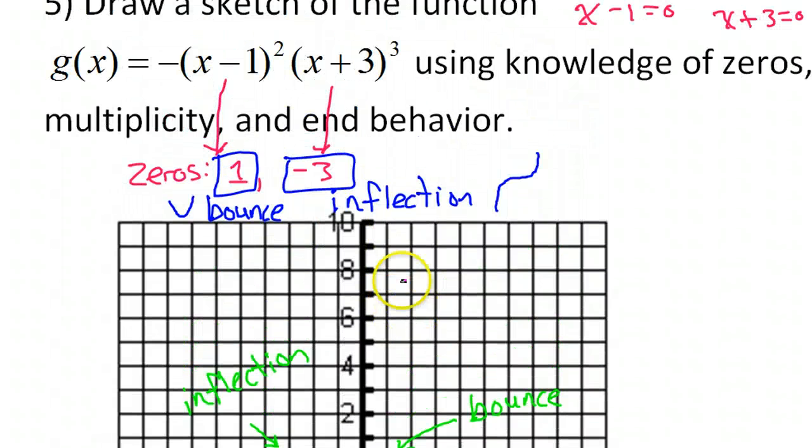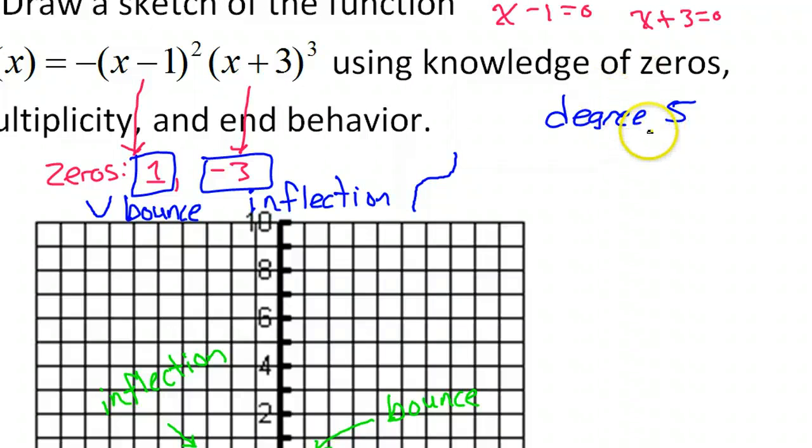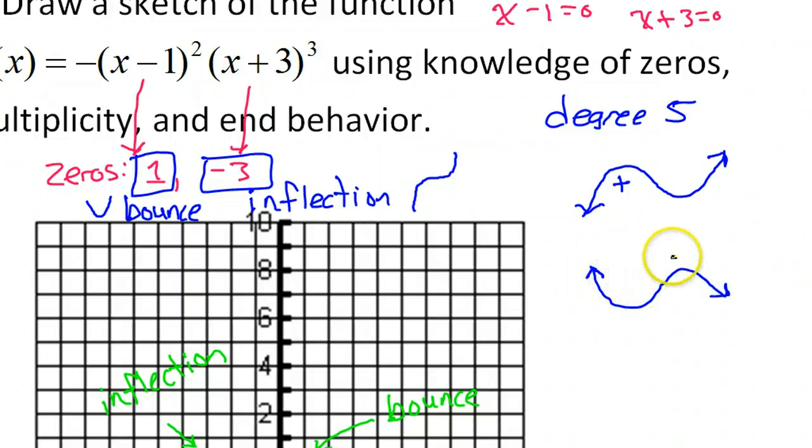Now let's talk about the degree. There are 2 of these and 3 of these, so that means that the degree is 5. The importance of that is we're looking at an odd degree. Odd degree functions have the same end behavior as a cubic function, which is also odd. Cubic functions typically look like this when they have a positive leading coefficient, and they look like this when they have a negative leading coefficient. A degree 5 graph does not look like this, but it has the same end behavior as this.